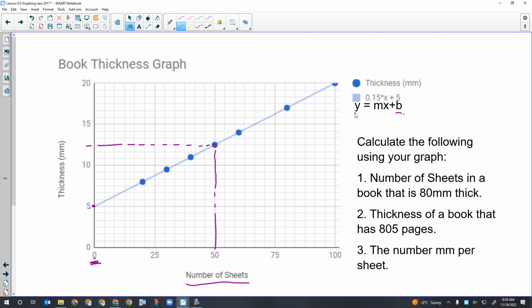Now, the first thing they want us to do here is calculate the number of sheets in a book that is 80 millimeters thick. I can do that with this equation.